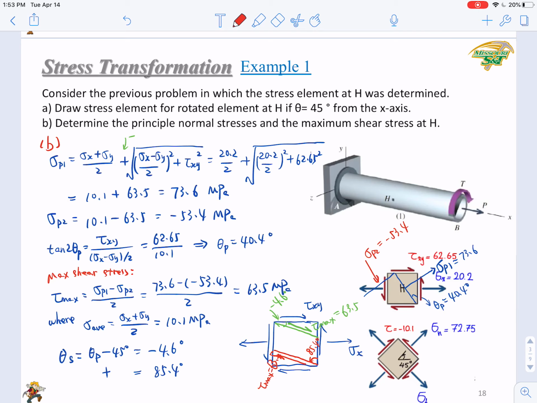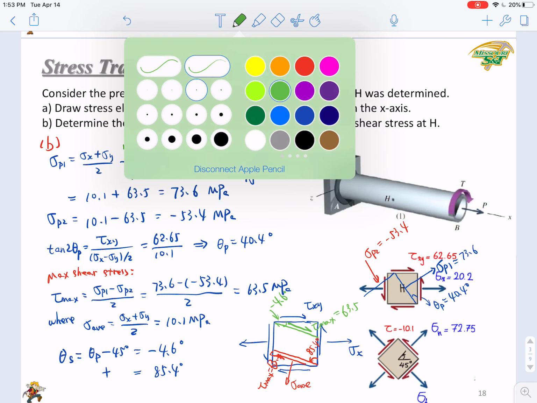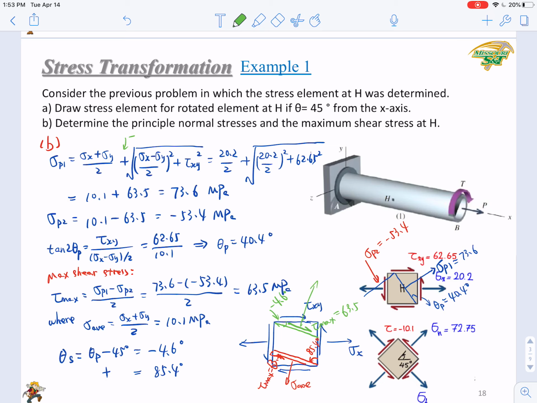Of course, at these locations, the normal stresses will be sigma average, here and here. Those are both 10.1 MPa.